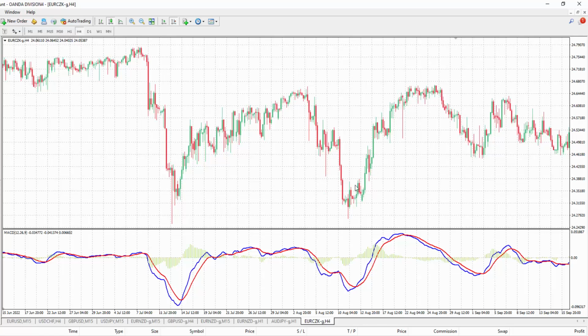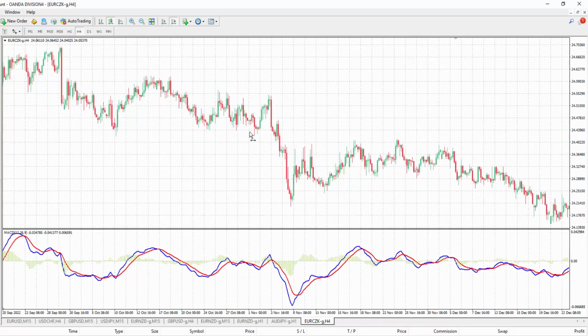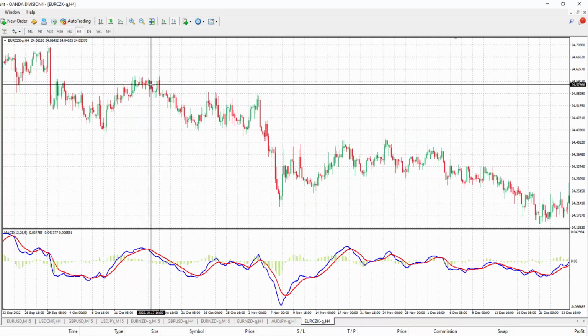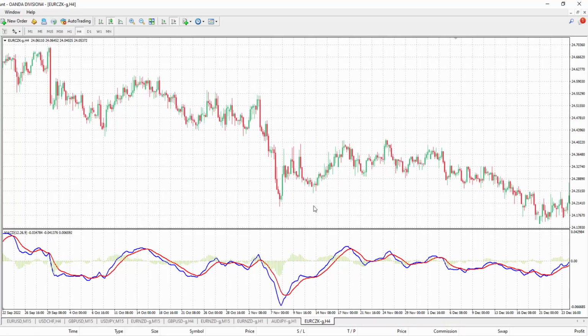So again, this is an oscillator, and basically you have a zero line. So if it crosses below the zero line, it's a chance to enter. If it crosses above the zero line, it's a chance to sell. Works very well in consolidation markets. Here we have a downtrending market, and these signals were again actually quite solid.